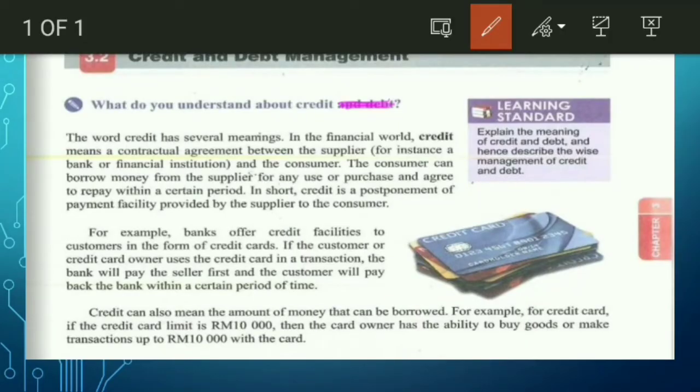Of credit. What do you understand about credit? The word credit has several meanings. In financial terms, credit means a contractual agreement between the supplier, for instance a bank or a financial institution, and the consumer. The consumer can borrow money from the supplier for any use or purchase and agree to repay within a certain period. In short, credit is a postponement of payment facility provided by the supplier to the consumer.